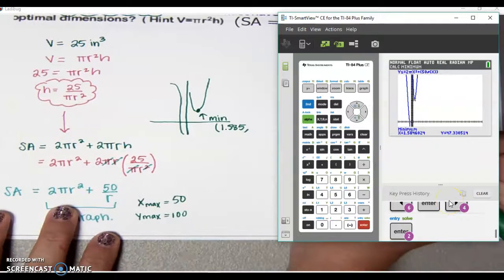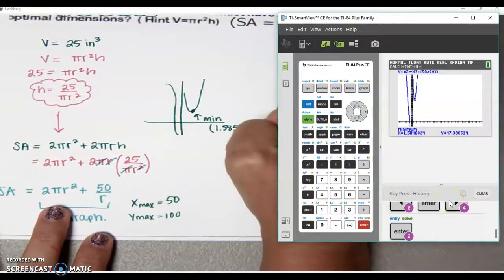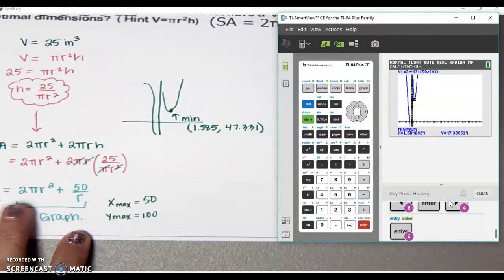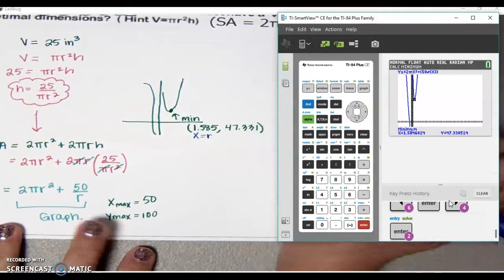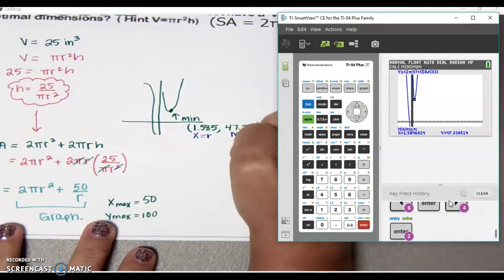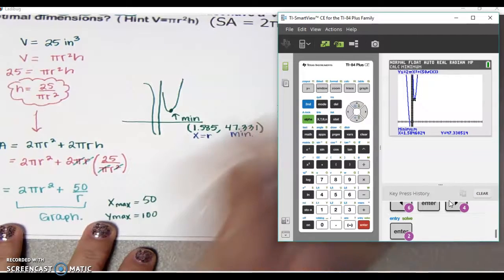And then beside of that it says 47.331. So this 1.585 is your x, which in this case is your r because that's the letter we were using, and then this 47 is our minimum here.